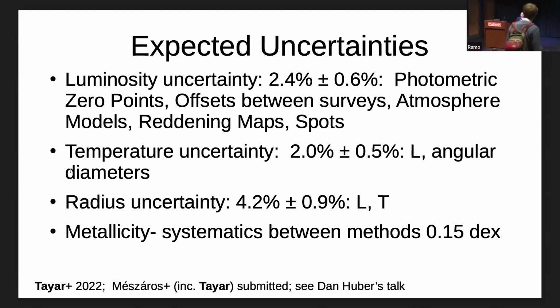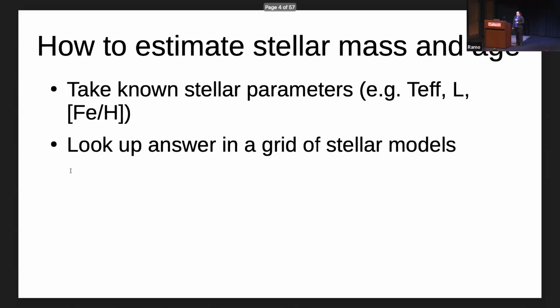So as Dan mentioned, you probably have a stellar luminosity uncertainty of something like 2.5%, a stellar temperature uncertainty of something like 2%, and a stellar radius uncertainty of something like 4%. And if you're using a composition of the star, there are some systematic uncertainties in that composition at kind of the 0.1 or 0.15 dex levels. But then, okay, Dan has talked you through how all of that works. Now you need a mass and an age for your star. So how are you actually getting those?